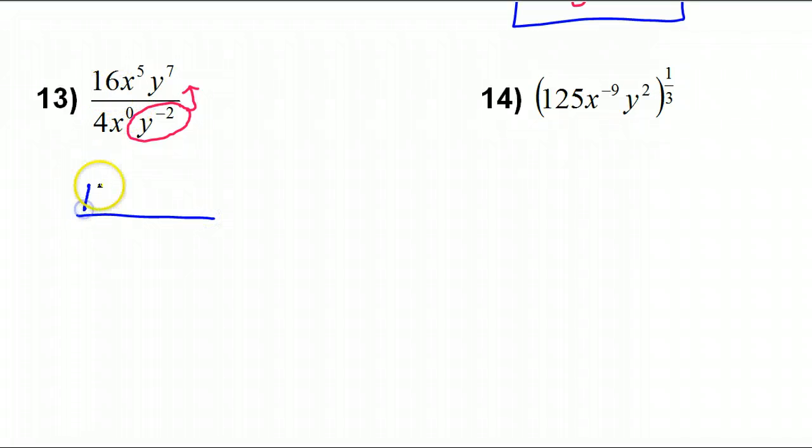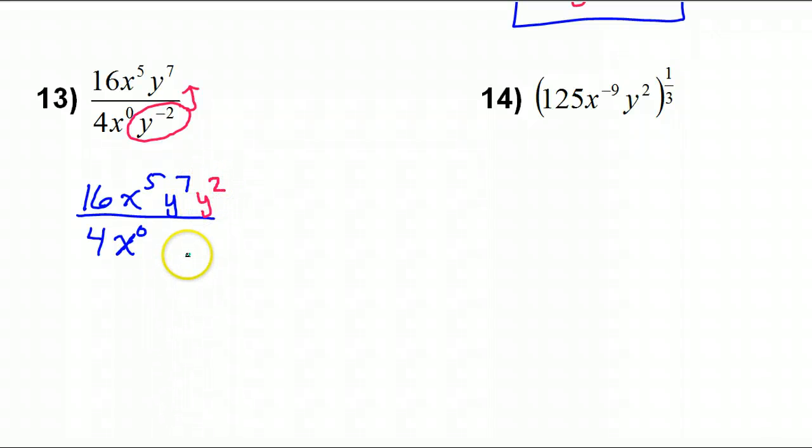So the 16 still there, x to the 5th power still there, y to the 7th right where it was, 4. Okay, x to the 0 power. Right now I'm only making one change, and that is the y to the -2 power is going to come up to the top and become y squared. Everything else stayed right where it was.